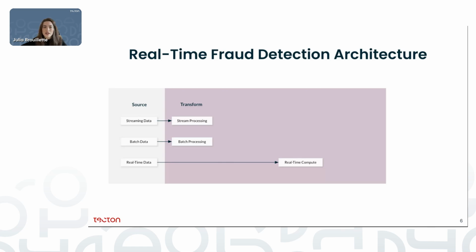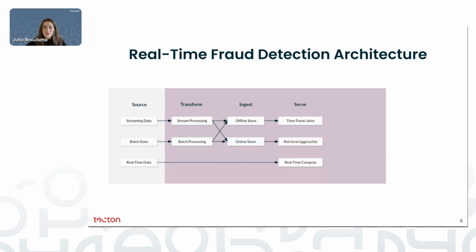And then on the transformation side, you need stream processing to compute real-time aggregations, batch processing for historical features, real-time compute for on-the-fly transformations. There's a lot of different requirements there on the compute side. And then you also need offline and online stores, offline for training data and online for real-time feature serving. And the data between those two stores needs to be consistent in order to avoid any skew or inconsistencies that can hurt your model's accuracy.